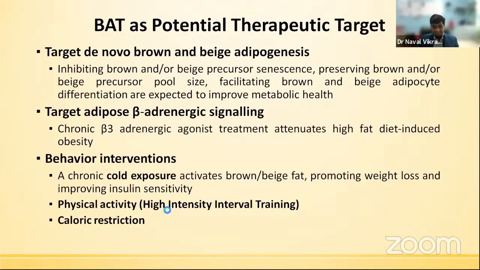Physical activity, high-intensity interval training has been shown to have beneficial effects, particularly when it is done in the presence of cold exposure. Now, there is also very limited data on this. Calorie restriction. So all these behavioral interventions have been found to be effective in very, very limited studies, mostly in animal studies. They have been seen to act by increasing the activity of brown adipose tissue.